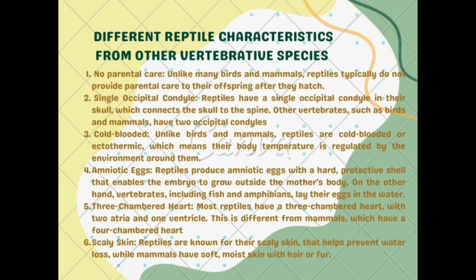Third, reptiles are cold-blooded. Unlike birds and mammals, reptiles are cold-blooded or ectothermic, which means their body temperature is regulated by the environment around them. Fourth, amniotic eggs. Reptiles produce amniotic eggs with a hard protective shell that enables the embryo to grow outside the mother's body. On the other hand, vertebrates including fish and amphibians lay their eggs in the water.